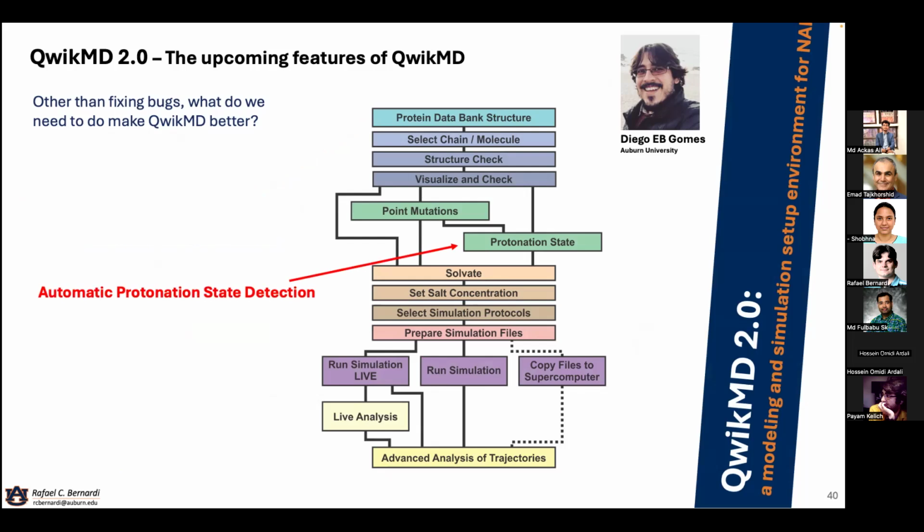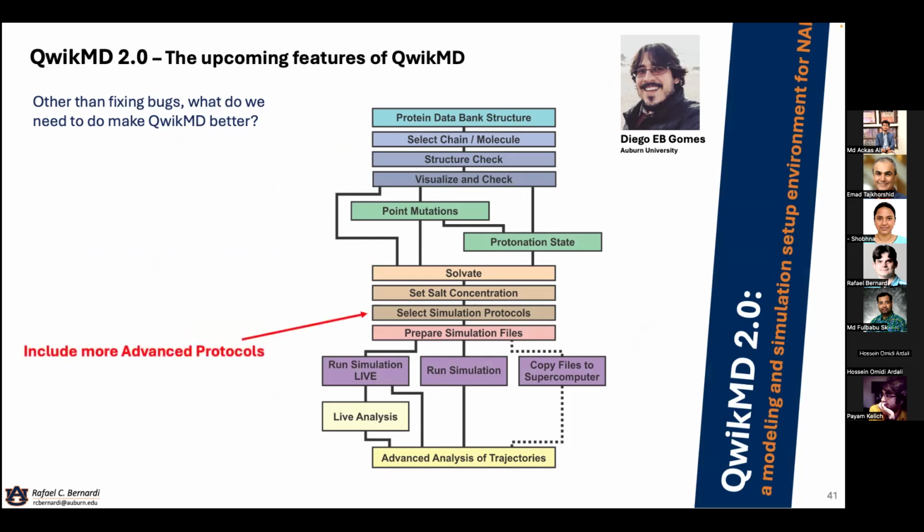Also, automatic protonation state detection. We don't do that now. There are a bunch of software packages for that. Maybe we can integrate one of them, or maybe we can work with people doing that. Include more advanced protocols, which is something we have been working on a lot. Maybe more free energy methods, and replica exchange, collective variables, wide sampling, all those things.